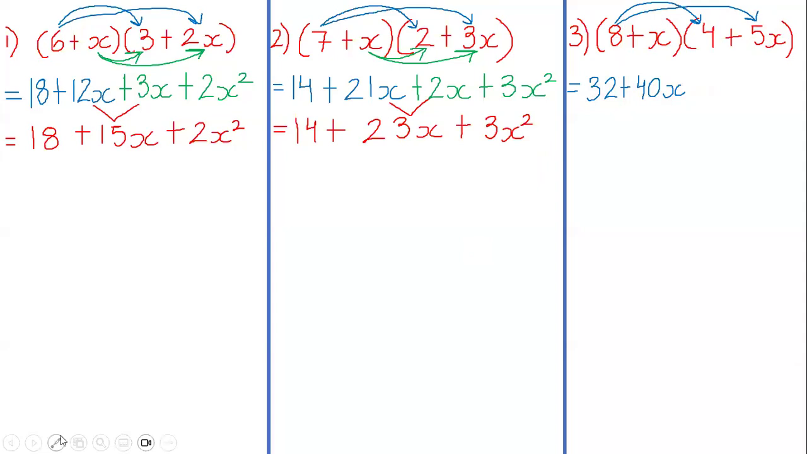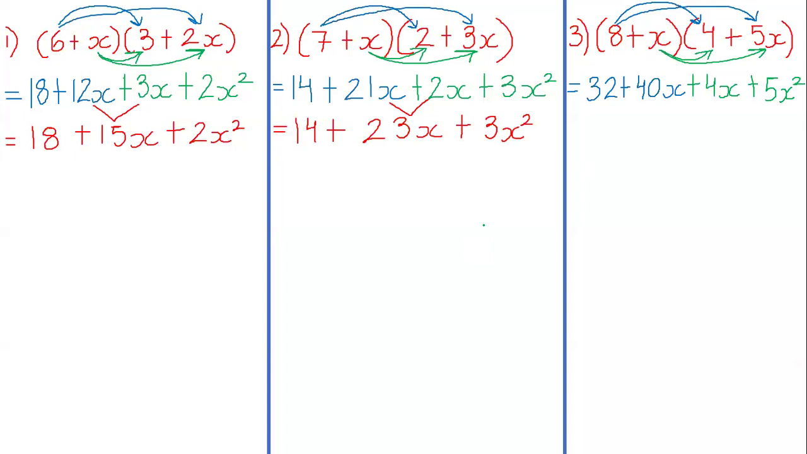Next, what do we do after that? We say x times 4. What is x times 4? That's going to give us 4x. What did you all get? 4x. Almost done. We're going to say x multiplied by 5x. That's going to be what? 5x squared. 5x raised to the second power.